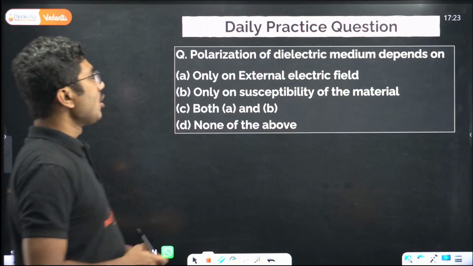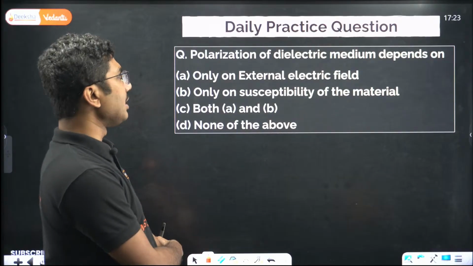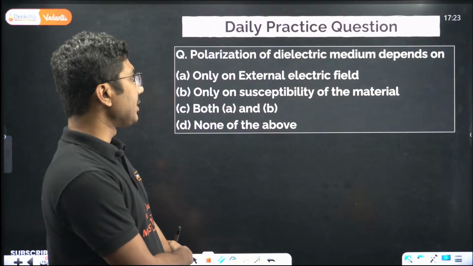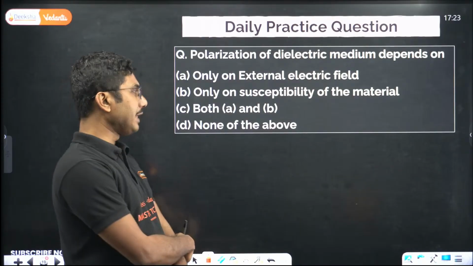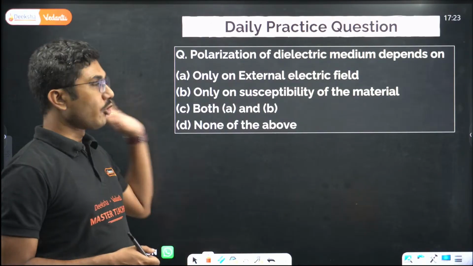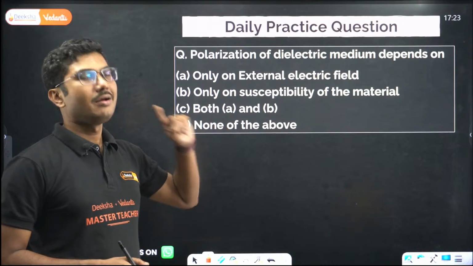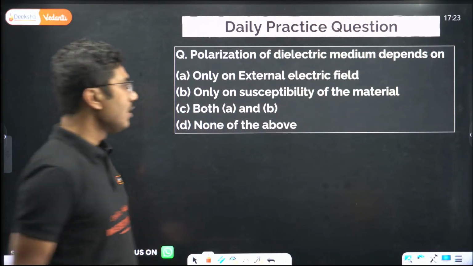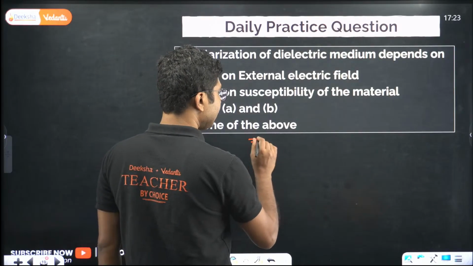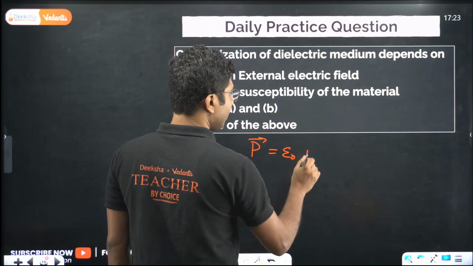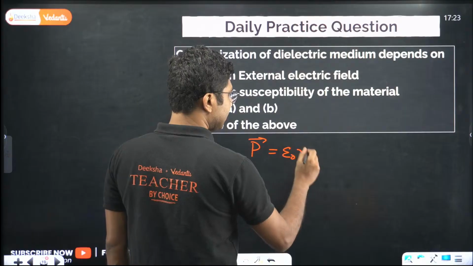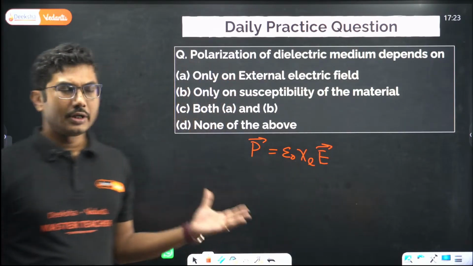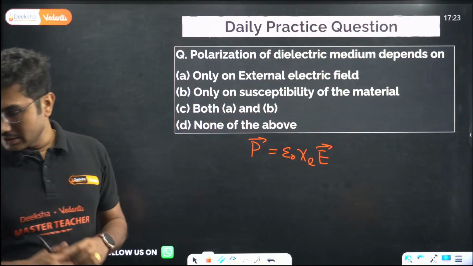Next question. Polarization of dielectric medium depends only on external electric field, only on the susceptibility of the material, both A and B, or none of the above. So on what does the polarization depend? Again, remember the formula. If you remember the formula, you can answer this question easily. What was the formula? Polarization is given by epsilon naught into electric susceptibility into electric field. So now you answer the question. Easy question.